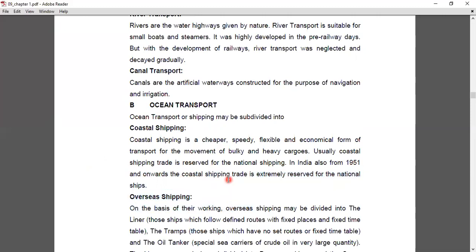Okay, so coastal shipping is used for national shipping, like moving cargo from one place to another. Like if any products are manufactured in the coastal area of the western part, or in Gujarat, then with the help of coastal shipping, the finished products are carried from the western part to the eastern part, or to the southern part, with the help of the sea. So it is called coastal shipping.